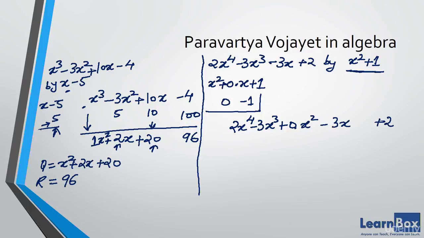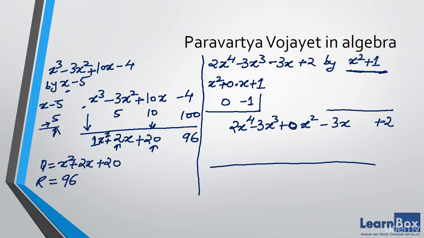Here, since this is a quadratic expression, the remainder will be in the last two terms, and we have added 0x square here. Why? Because we should have all the coefficients, that is, we should have x to the power 4, x cube, x square, x and the constant term in the expression.